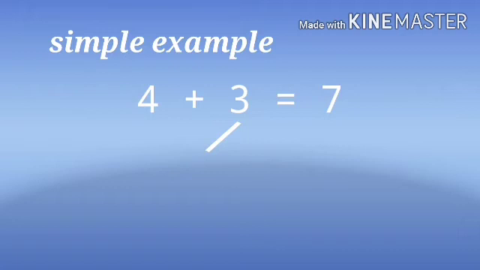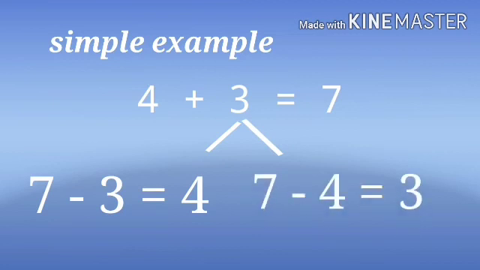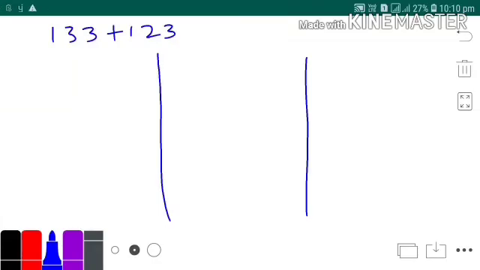Look at a simple example. You have 4 plus 3 is 7. Here 4 and 3 are the addends and 7 is the sum. When you subtract 7 minus 3, you get 4, and 7 minus 4, you get 3, which means when you subtract any one number from the sum, you will get the other number. Am I right? This is applicable for any number of digits.